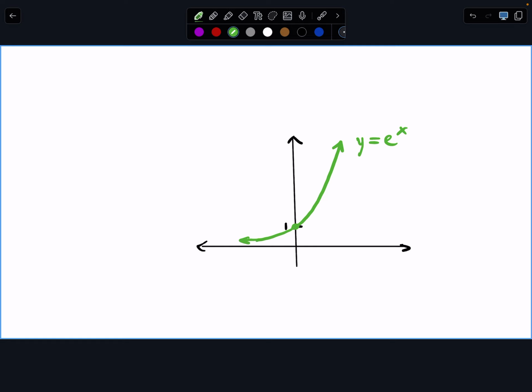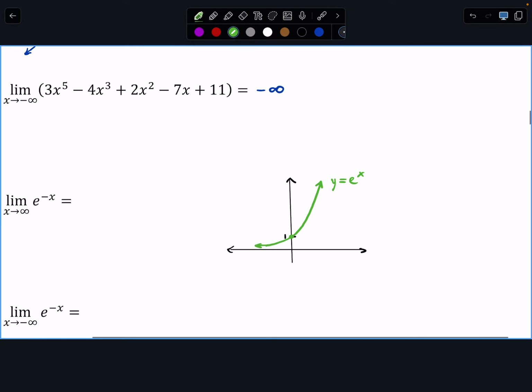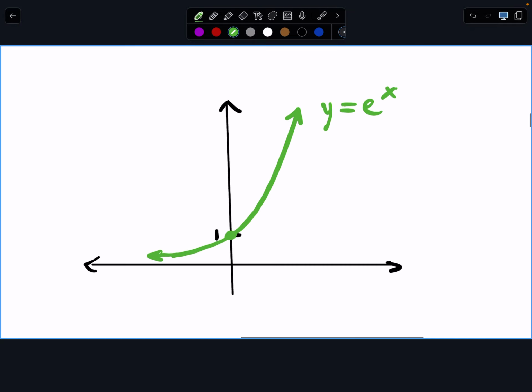So y equals e to the x. This graph should be familiar to you. If we think about e to the negative x and what that graph looks like from a transformations perspective, what's that negative doing to the graph of e to the x? A horizontal reflection, right? A horizontal flip.